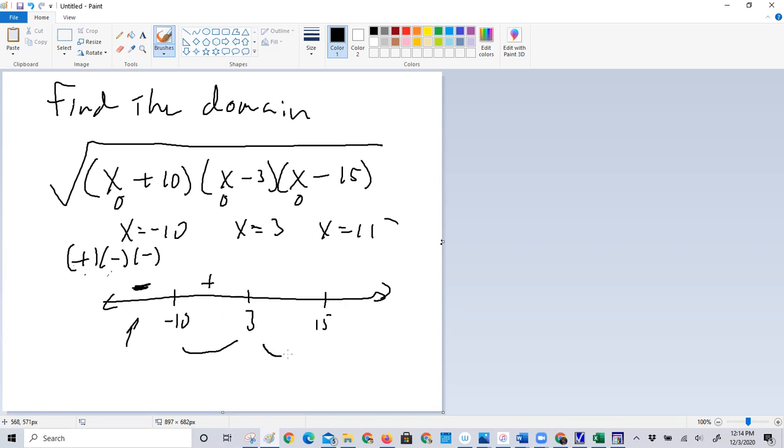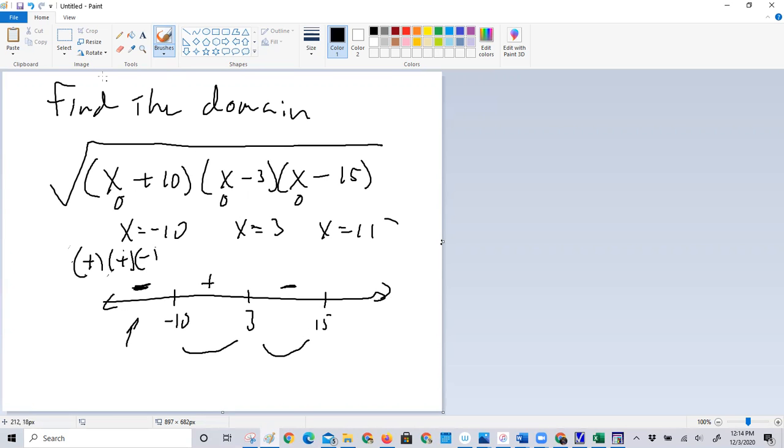Now we'll pick a number in the next range. How about if we substitute in 4? I mean, it could be anything. It could be 4, or we could use 10 if we wanted to. I just decided 4 works well. So 4 plus 10 is a positive number. 4 minus 3 is a positive number. 4 minus 15 is a negative number, and I only have one negative, so when I multiply those, that's negative.